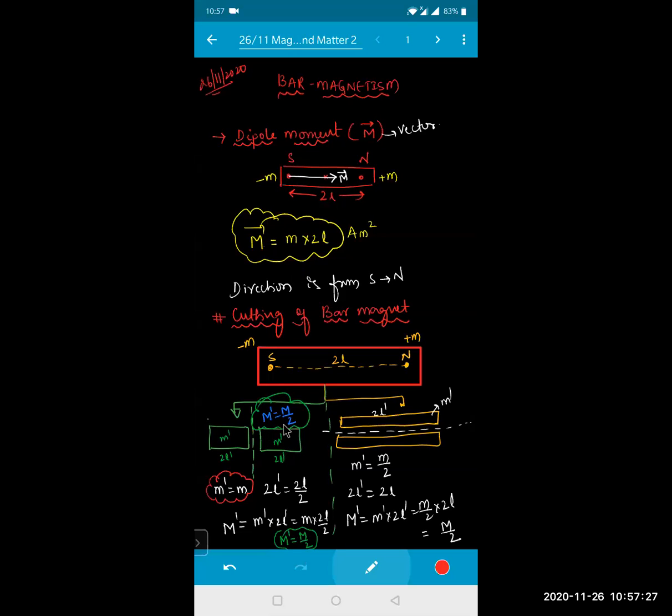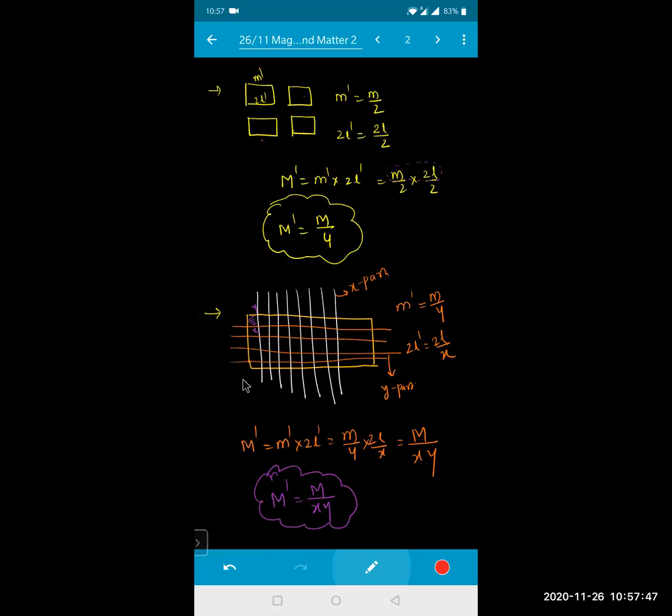If a bar magnet is cut perpendicularly, pole strength remains the same, length will become half. If a bar magnet is cut along the axis, length will remain the same, but pole strength will become m by 2. Okay?